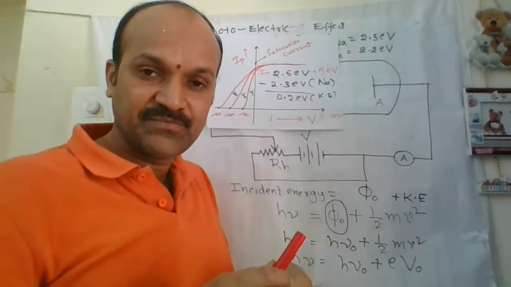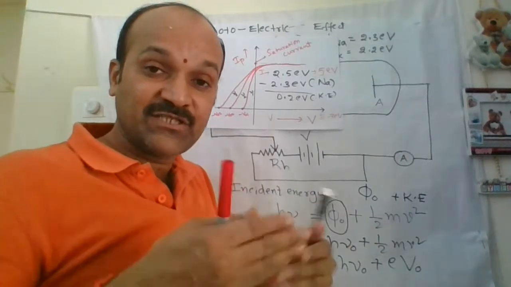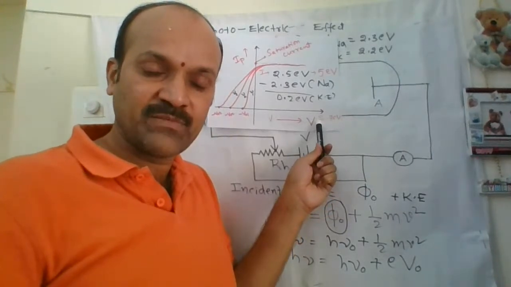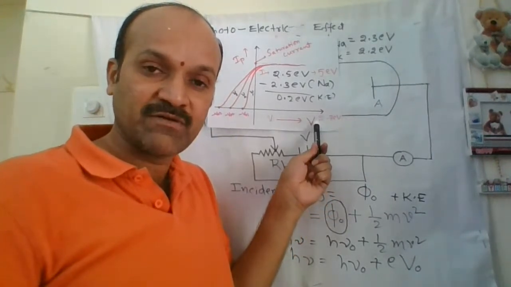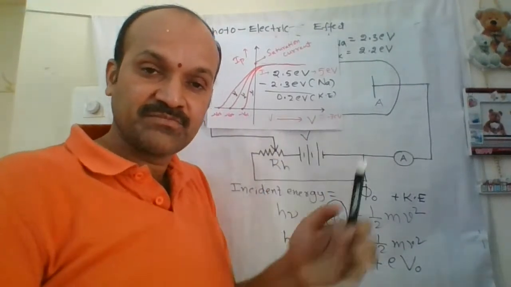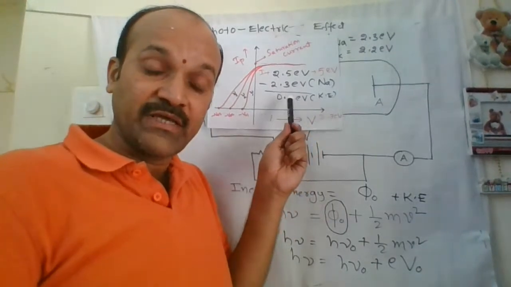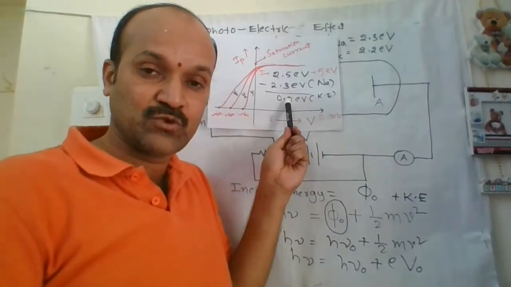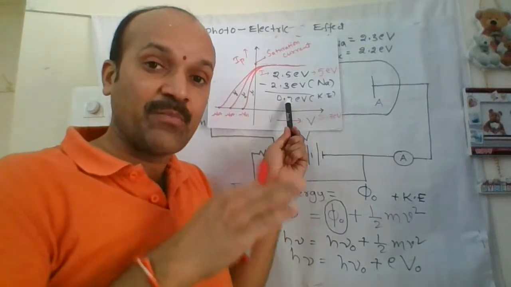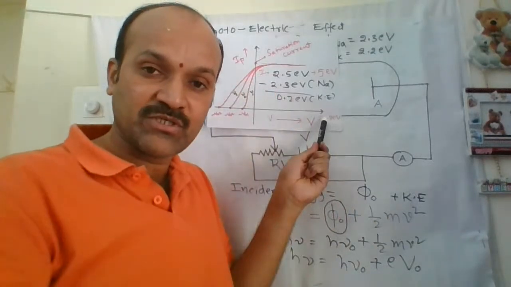Now you tell, to stop these moving electrons, in which case should you apply more energy? Obviously this. If you want to stop the electrons which are moving with 2.7 electron volts energy, you have to apply this much energy. The electrons which are moving with 0.2 electron volts, you have to apply less. So here you should apply less energy to stop the electrons. It requires less stopping potential energy. Here it requires more stopping potential energy.